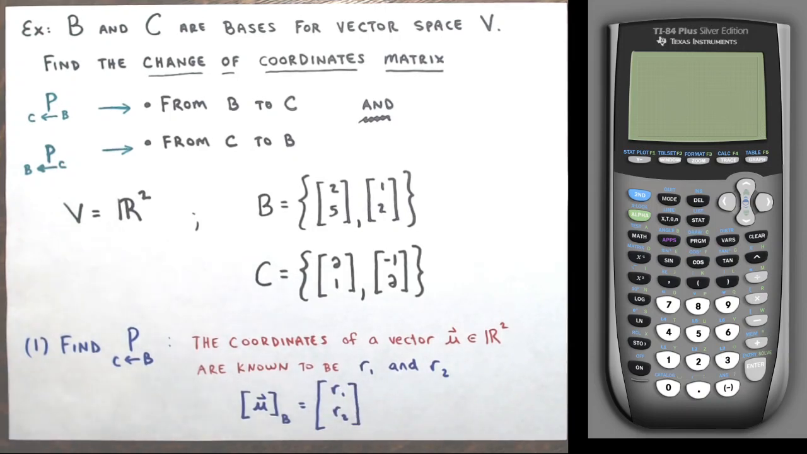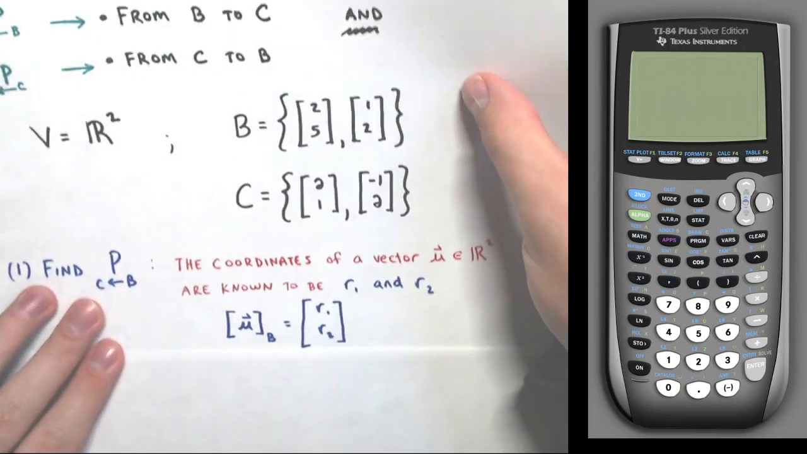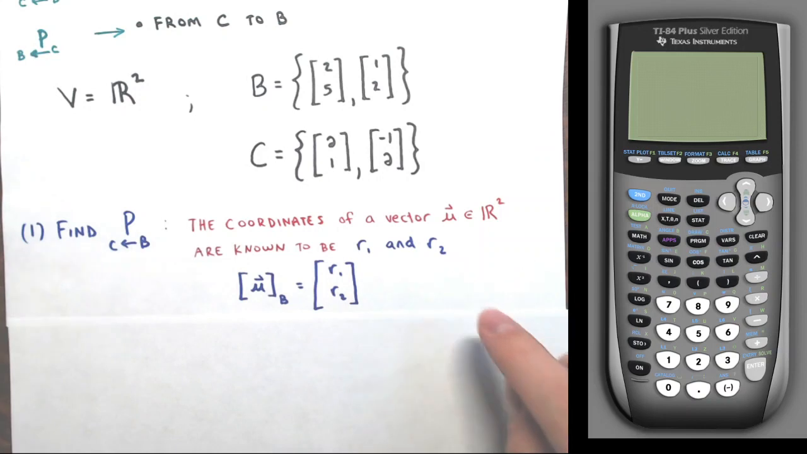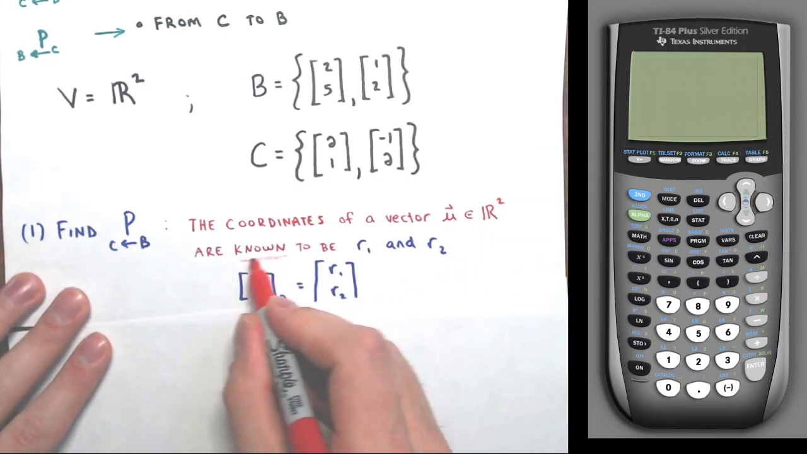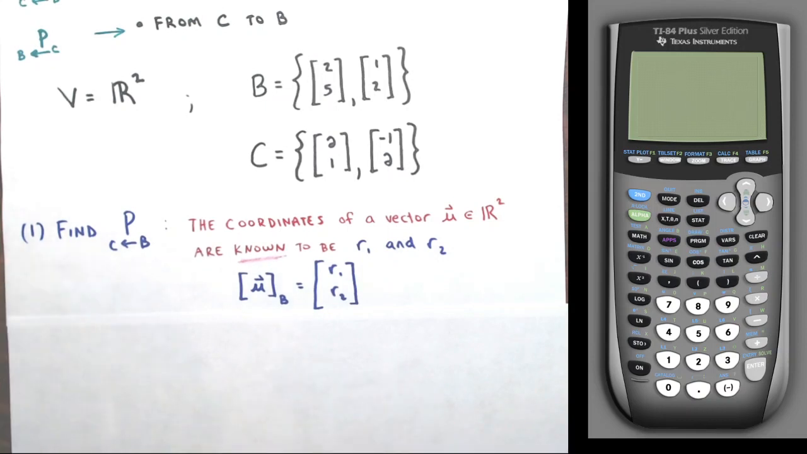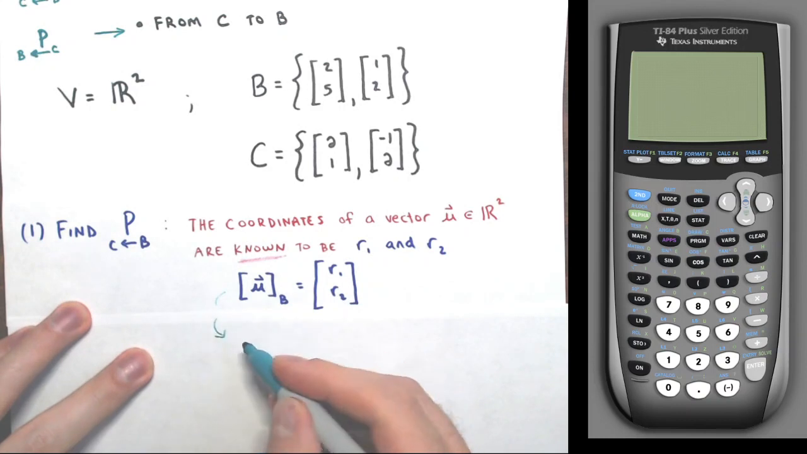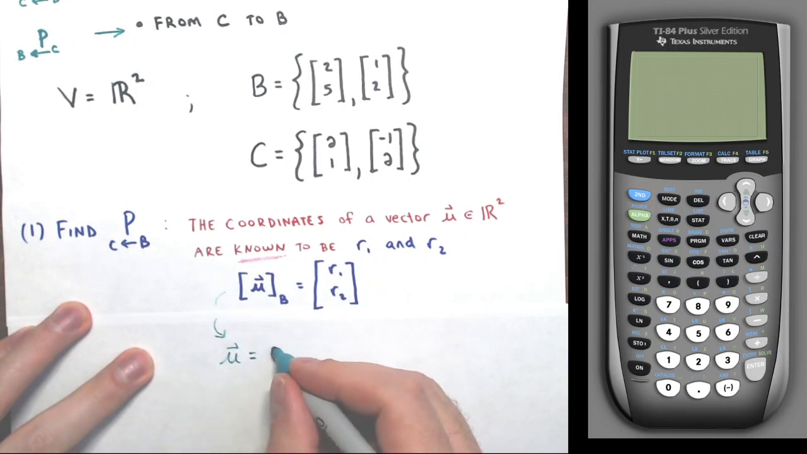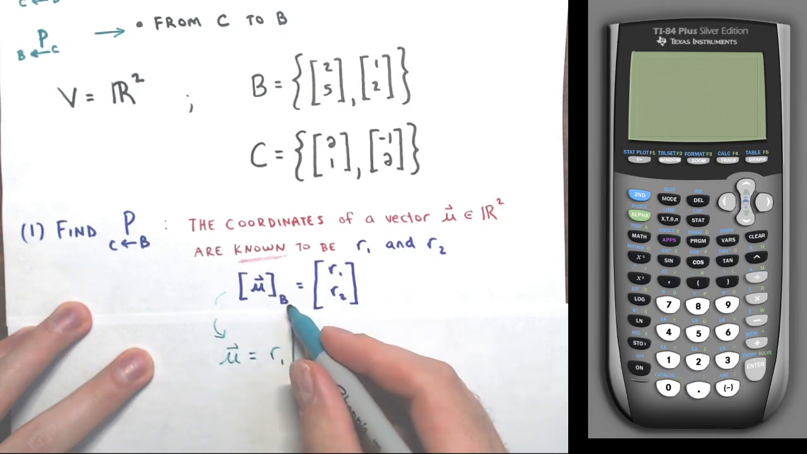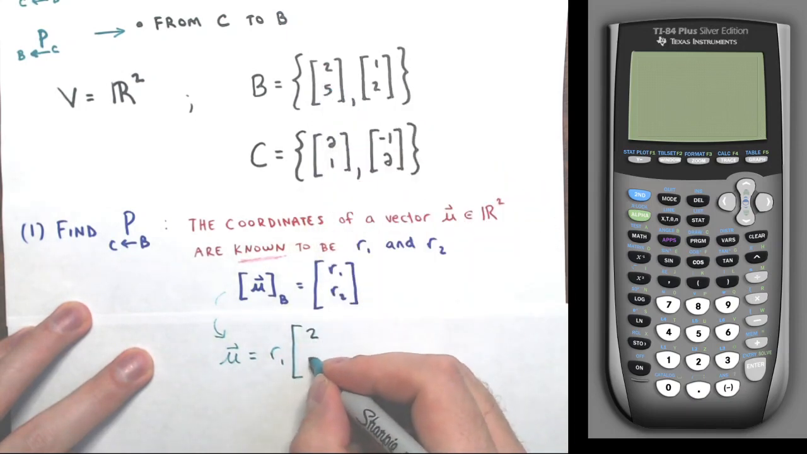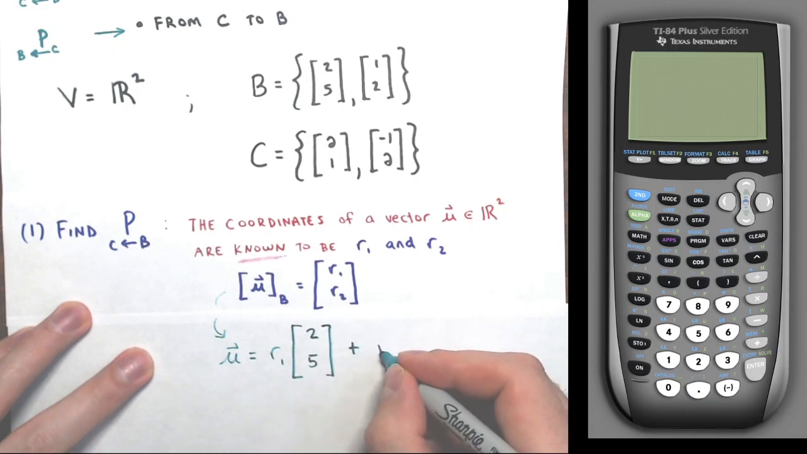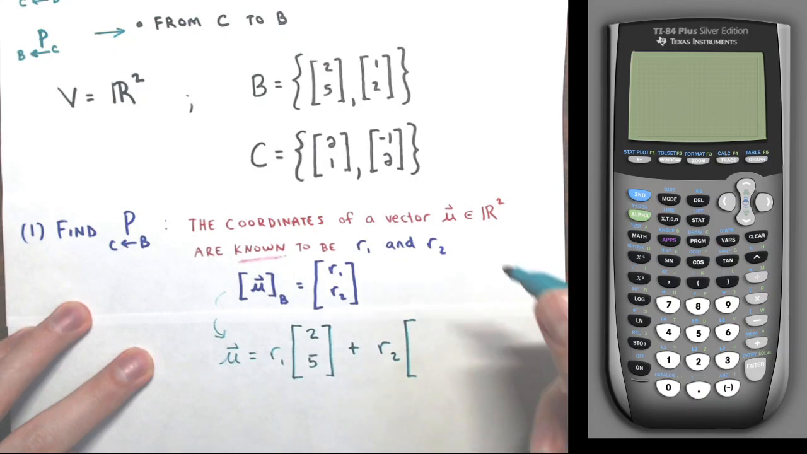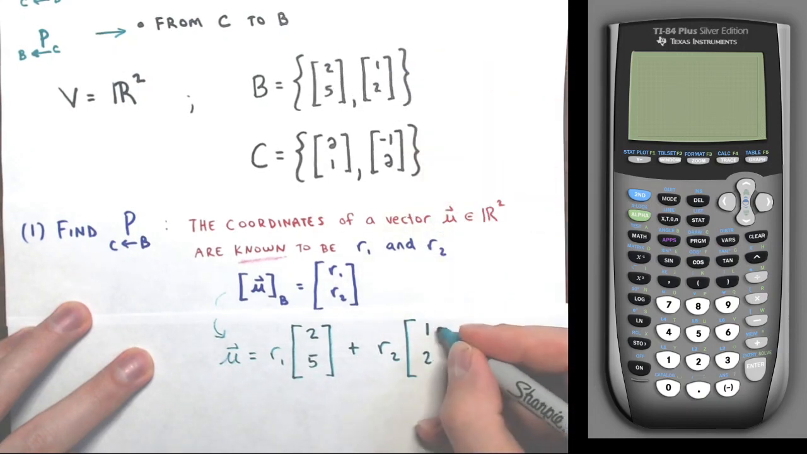And so what that means, when I say the coordinates of u are R1 and R2, and they're known, I know what they are, so they're not variables. I don't have to solve for them. What this means is that the vector u is R1 times the first vector of basis B, so 2, 5, plus R2 times the second basis vector from B, which is 1, 2. Okay, so that's what that means.